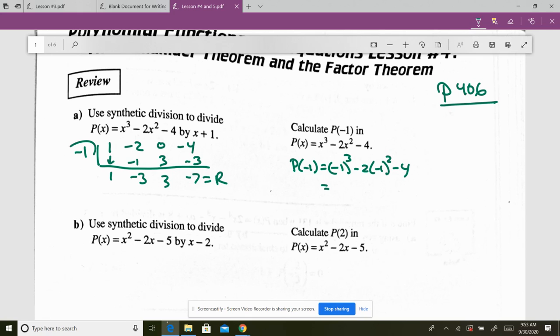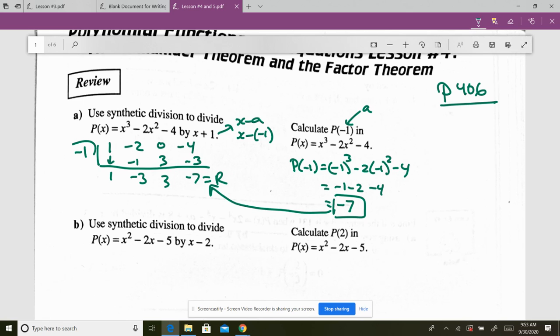If I take this negative 1 and I plug it into the polynomial, this is my a value. Remember, this is x minus a. That's like x minus negative 1. So your a value is negative 1, and I plug it into the polynomial. What's negative 1 cubed? Negative 1. Negative 1 squared is 1 times negative 2 is negative 2, minus 4. Negative 1 minus 2 minus 4 is negative 7. Okay. If you plug the a value into the polynomial, you get the remainder.